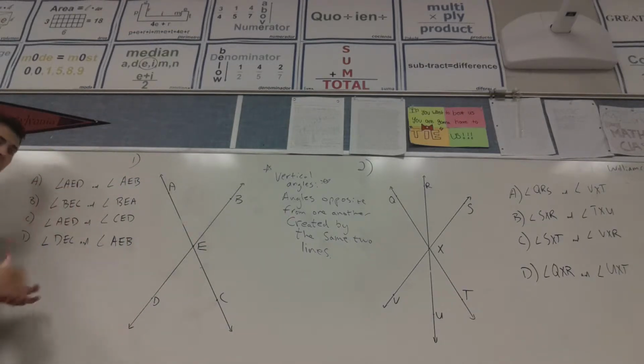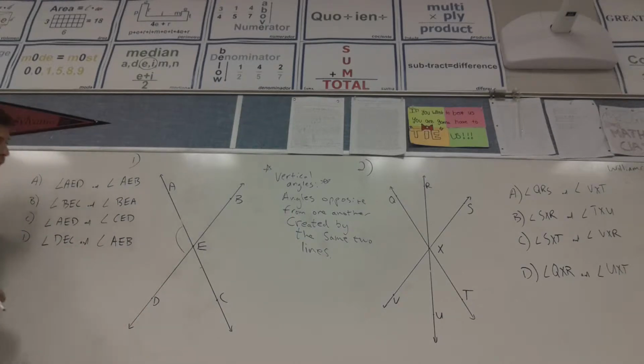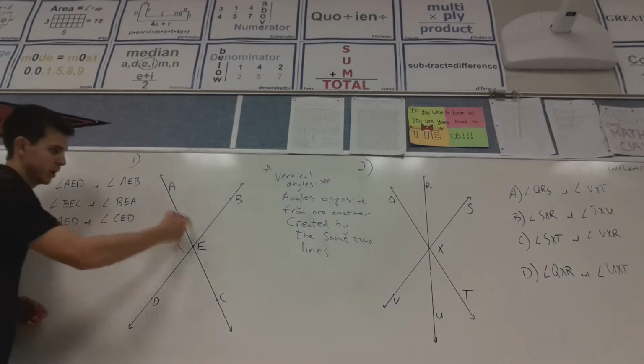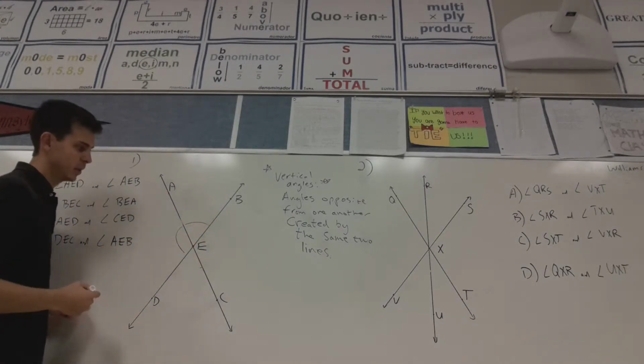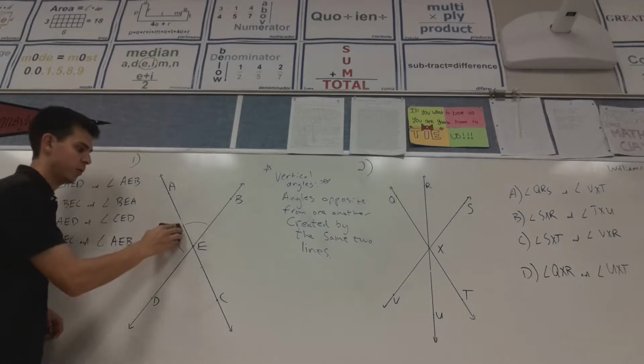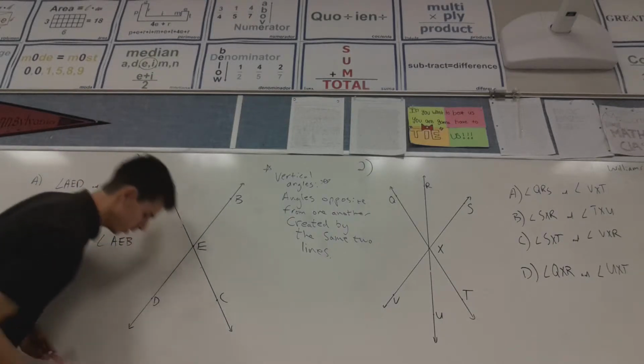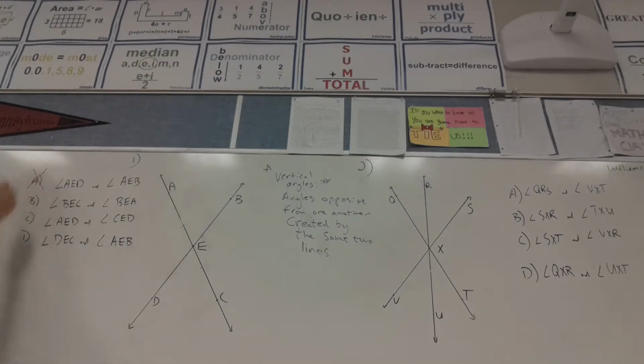It's asking which pairs of angles are vertical. So what you need to do is just go through each one and see if they're opposite from one another and they use the same two lines. So we have AED, so I'm going to mark that here, and AEB, which is right here. Well, they are not opposite from another, and although they're using the same two lines, they're not opposite. So this one we know does not work.